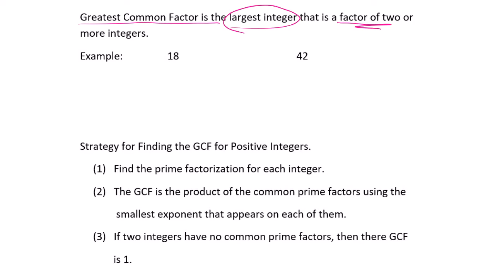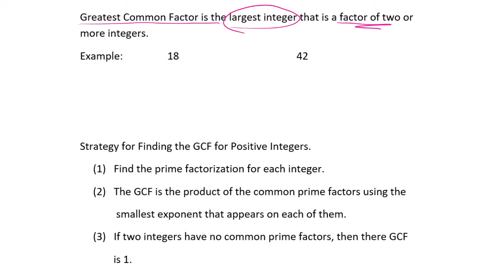And there's a couple ways we can do this. One is we can list out all the factors and then pick which one is the largest. But that's sometimes a little bit tricky because it's hard to know when we've exhausted our list of factors. And so one strategy is to use the prime factorization. Okay, so what we're going to do is prime factorize the numbers that we're trying to find the greatest common factor for. So for here we have 18 and 42.